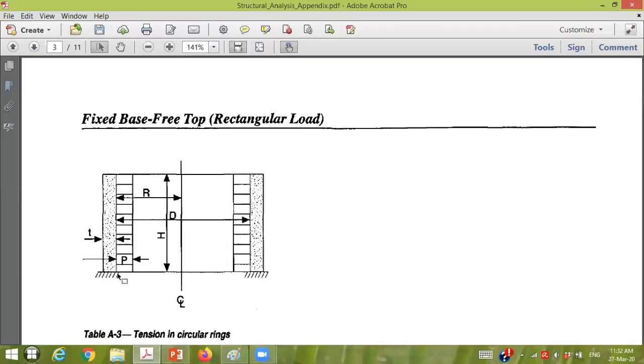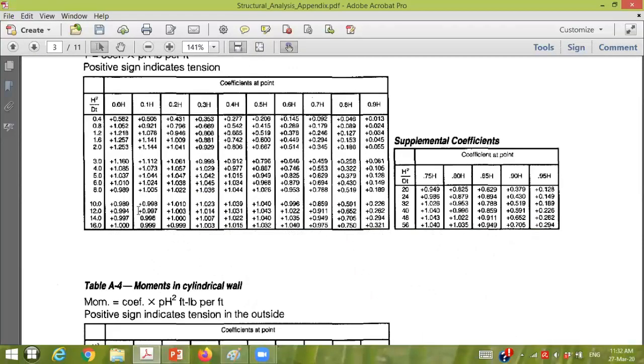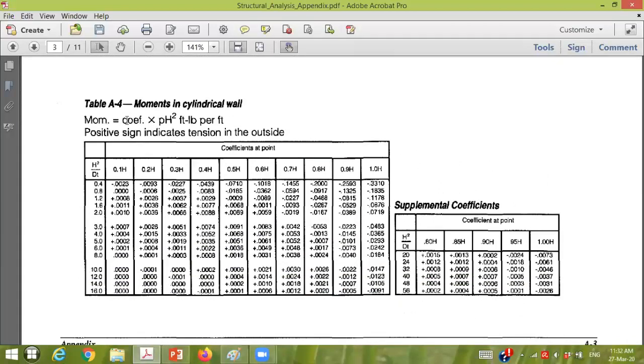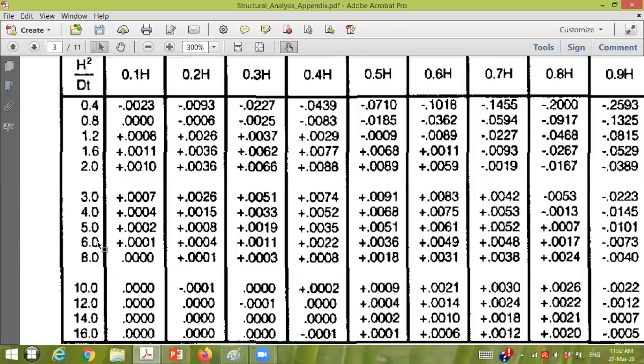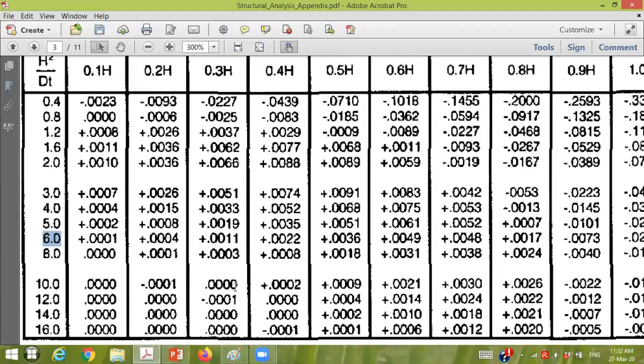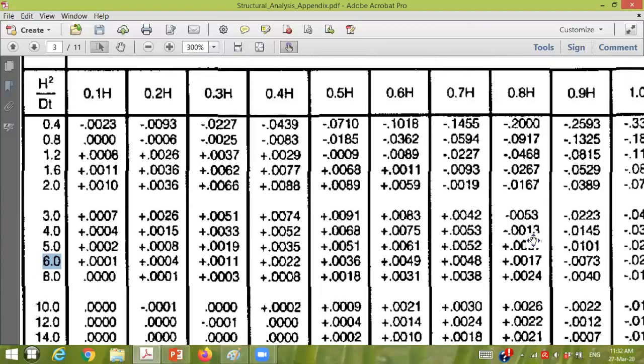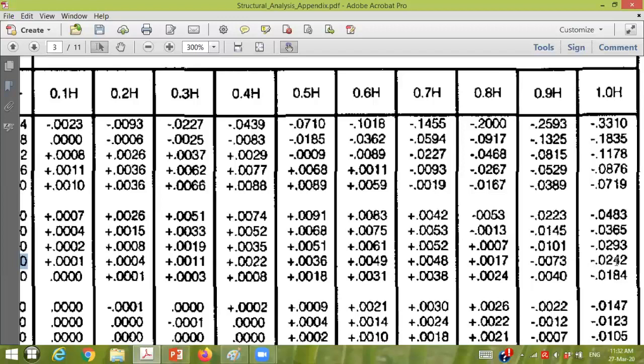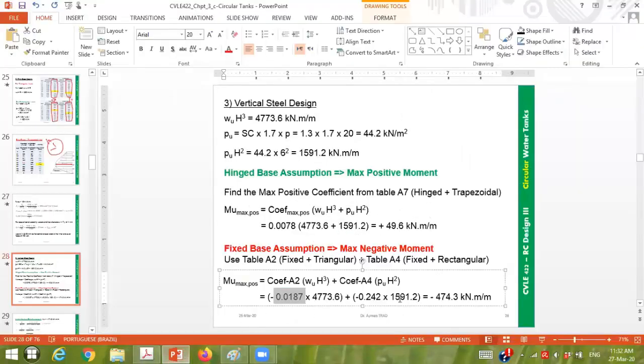This is the rectangular fixed-free table for moment equal coefficient times P ultimate h squared, with h squared over d_t equal to 6. The coefficient will be positive, and at the end it flips and becomes negative. The largest negative coefficient on the support is minus 0.0242, and then we'll get the moment.